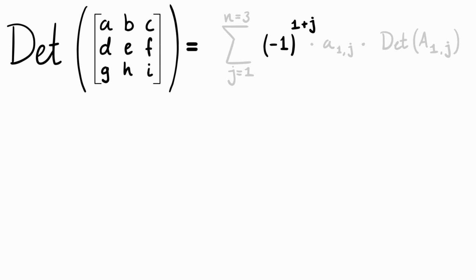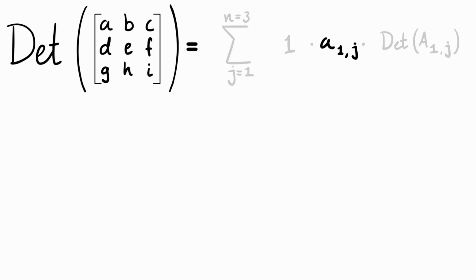This first factor just determines whether we're going to have a plus or a minus in front of our first term. And since we are in the first term, we'll substitute J for 1. That'll give us minus 1 to the power of 2, which of course is just 1. You'll find that the terms will alternate between having this factor be 1 and having it be minus 1, which effectively writes a plus or a minus in front of the whole term.